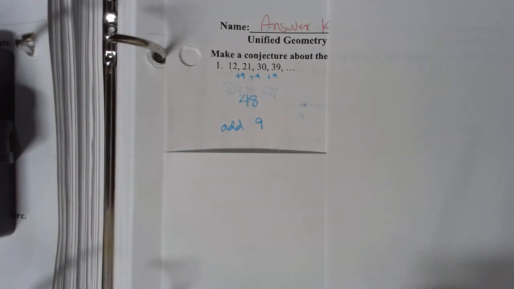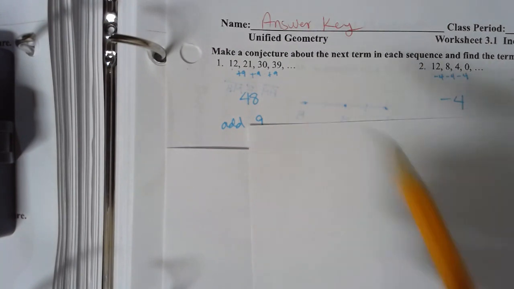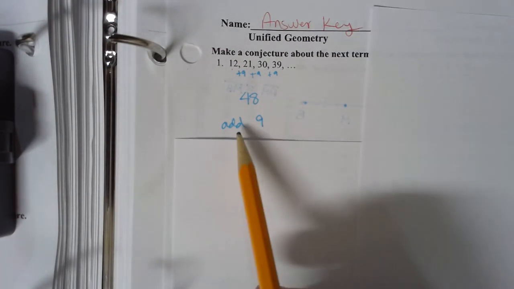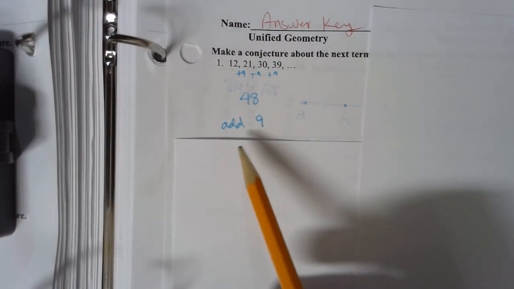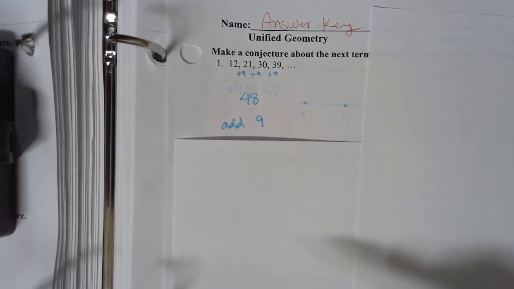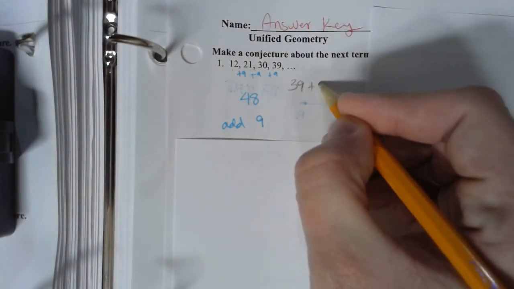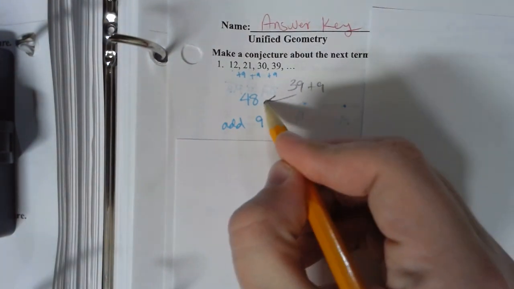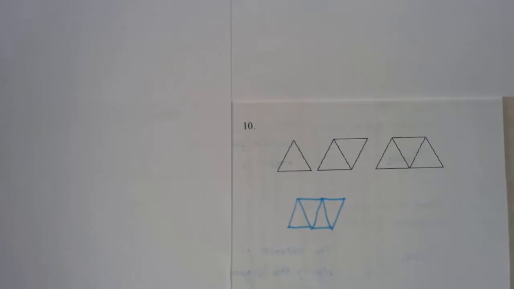Okay, so two parts here. First, make a conjecture about the next term. So my conjecture here is going to be I am adding 9 each time. And then after making my conjecture, I need to determine what my next term would be. So I would just take 39 and add 9 to it, and I'm going to get 48 for my next term.